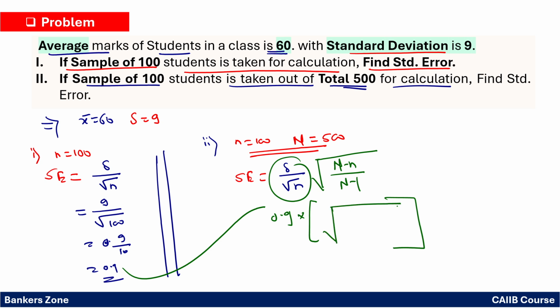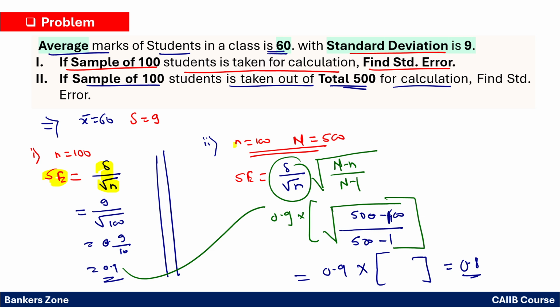So 0.9 multiplied by the square root of, capital N is 500, small n is 100, so (500 minus 100) upon (500 minus 1). You can use a simple calculator for solving this, and you will get around 0.8. So in that way you have to apply the logic. Standard error is sigma upon square root of n. If both N and n are given, use standard error equal to sigma upon square root of n multiplied by square root of (N minus n) upon (N minus 1).